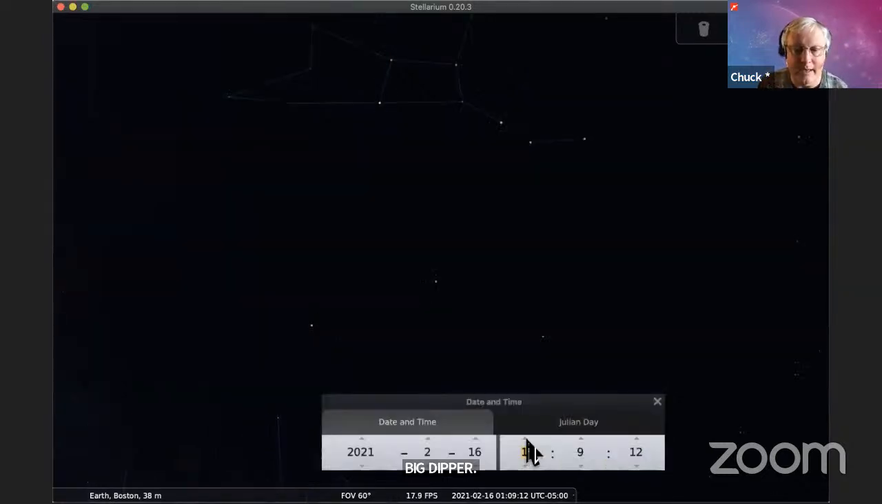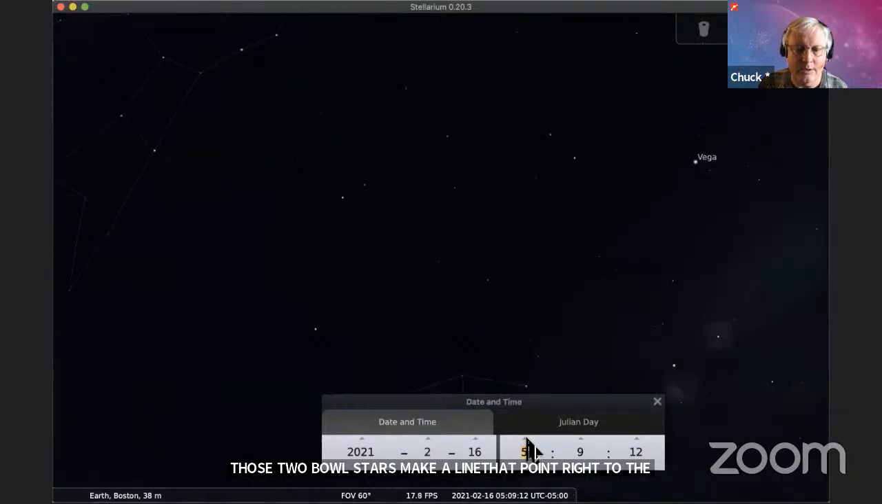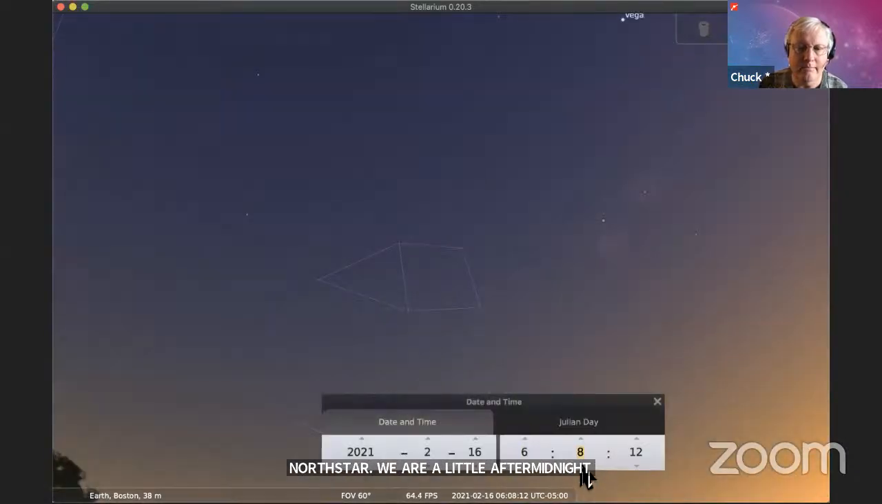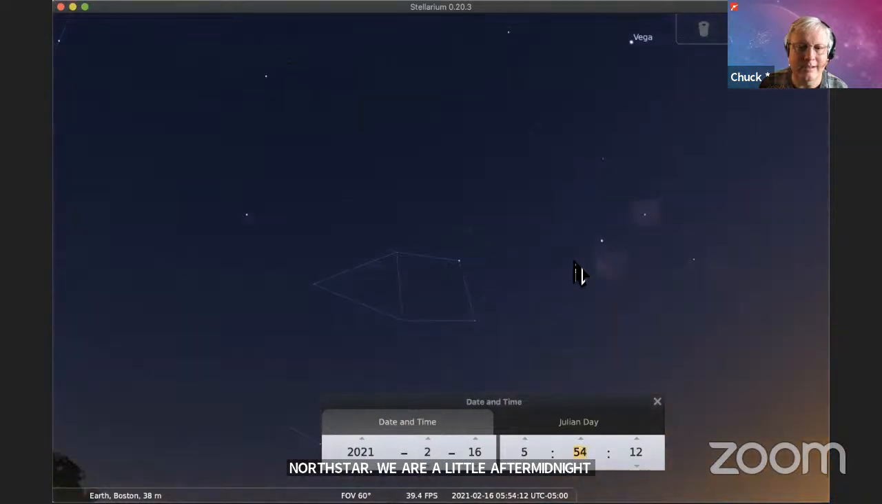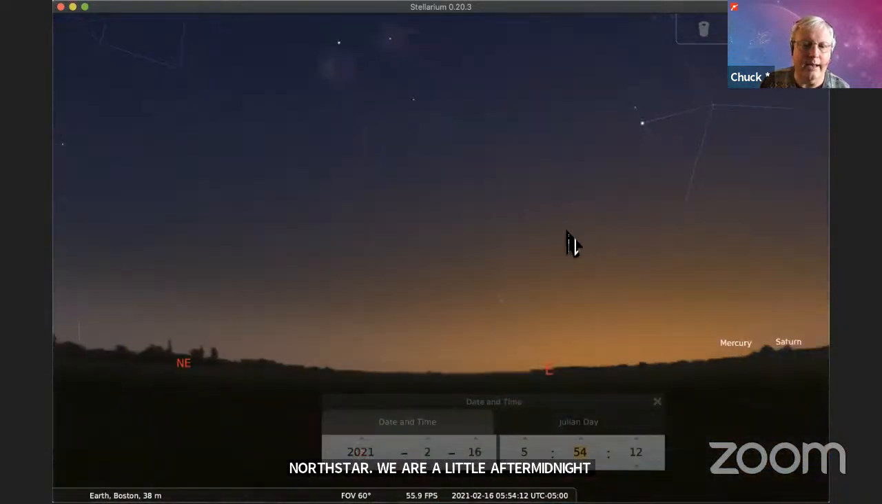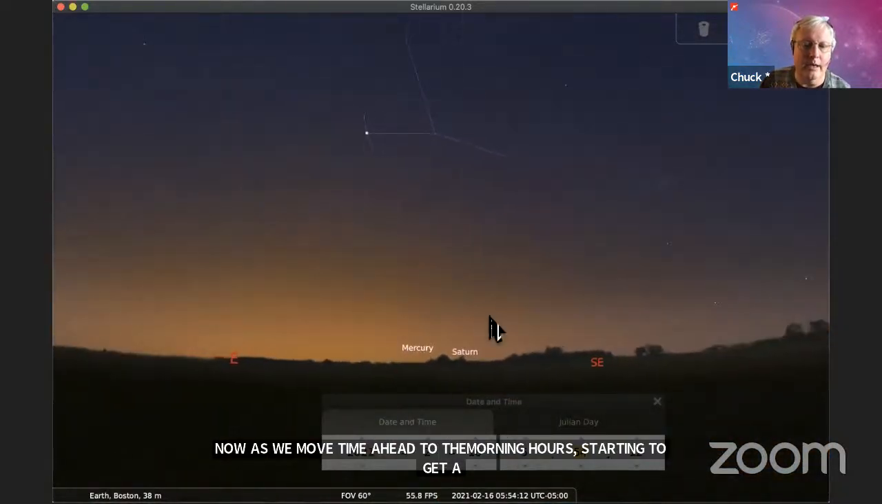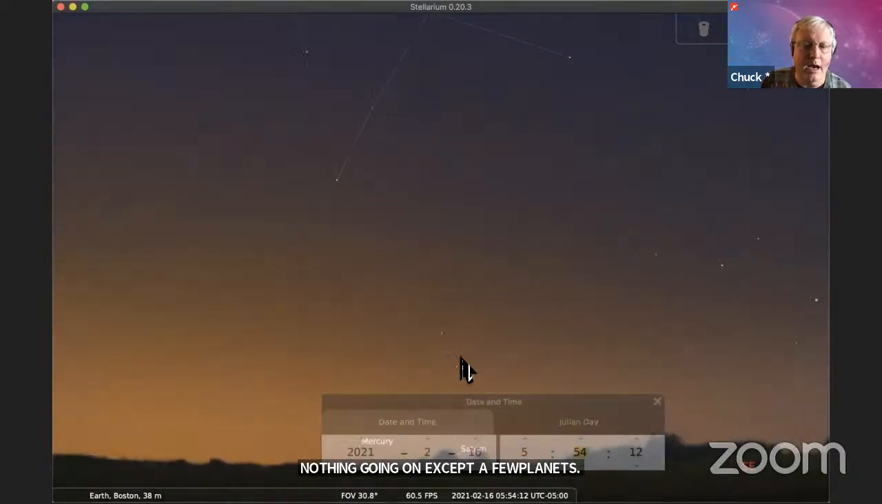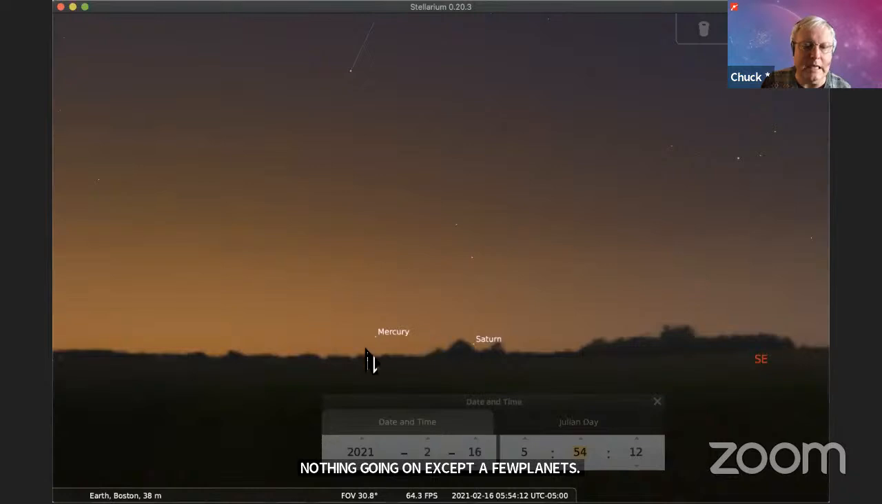So we're a little after midnight now as we move time ahead to the morning hours, starting to get a little bright. A little too bright there. Look to the eastern sky. Nothing going on except a few planets. These two planets, Mercury and Saturn, that we're indicating here, are a little too low to be seen. The sky is already getting kind of bright.